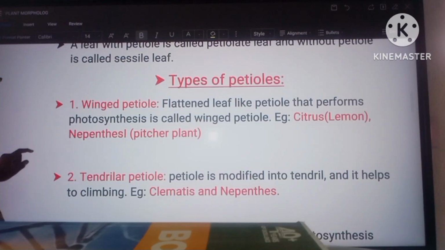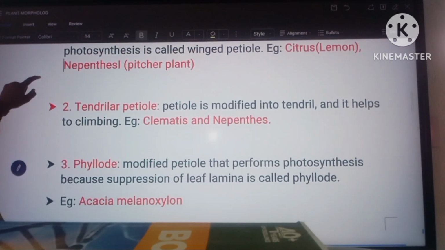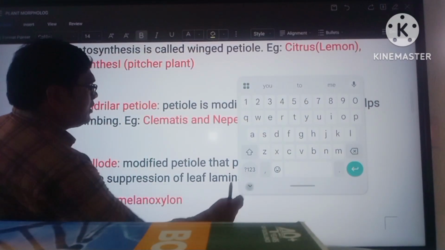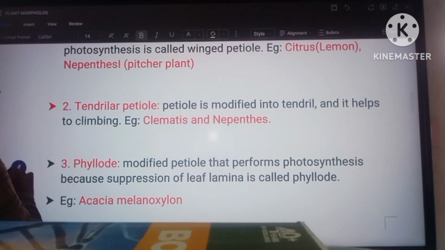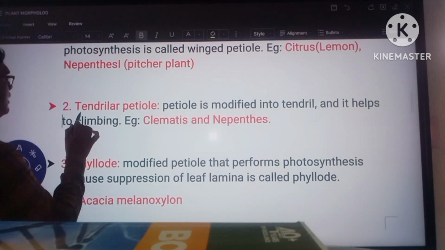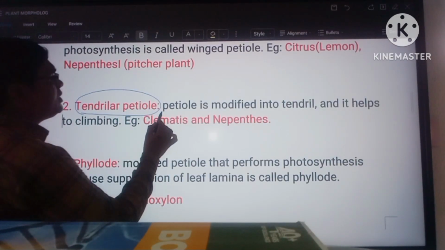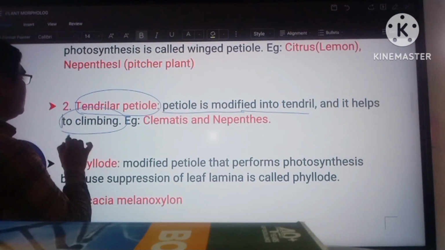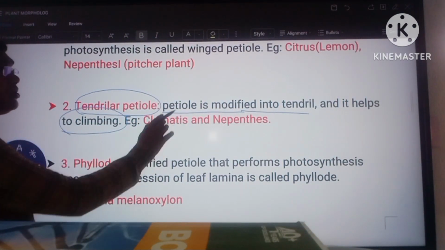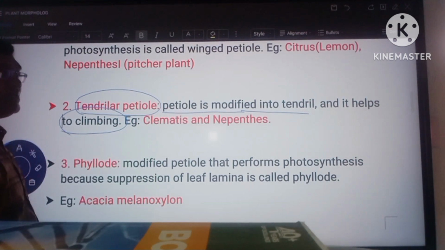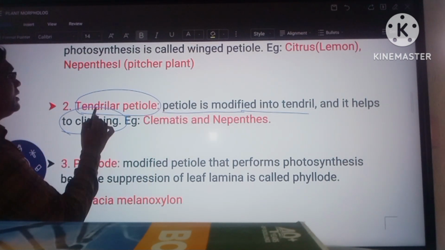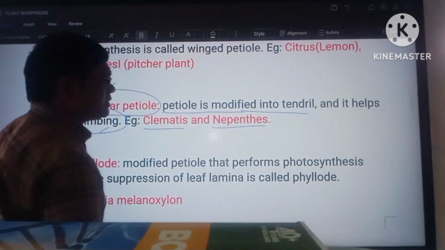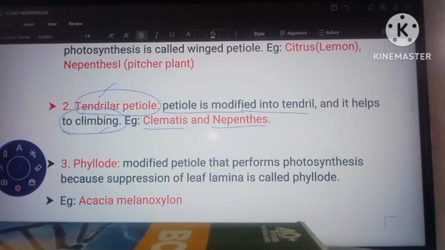Next, what is the second type of petiole? The second type of petiole is the tendrillar petiole. Tendrillar petiole means the petiole is modified into a tendril that helps in climbing. Examples: Clematis and Nepenthes.